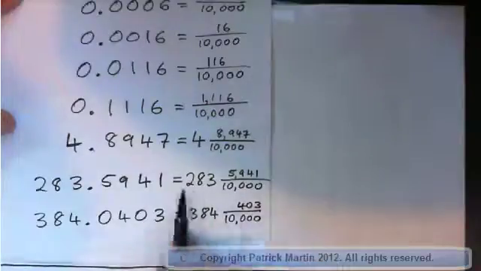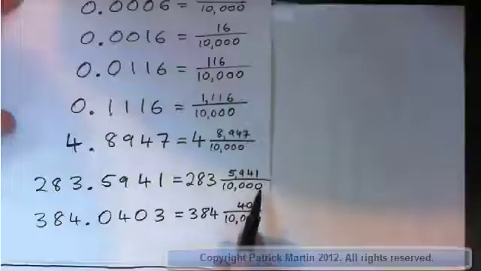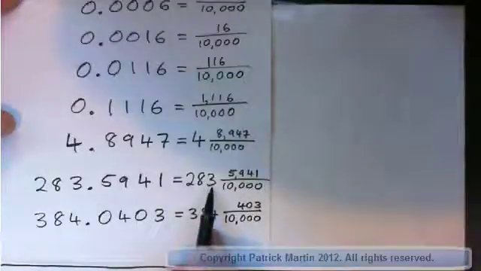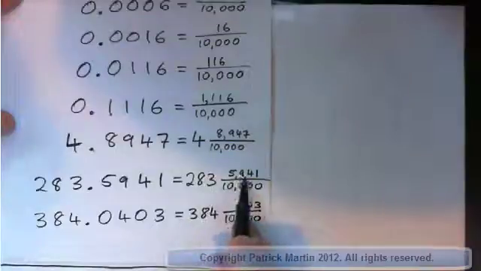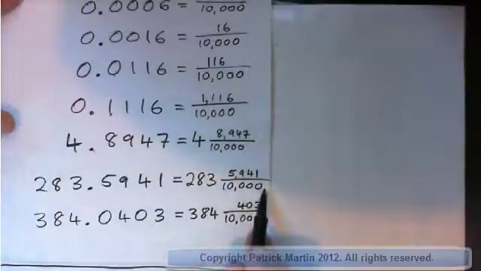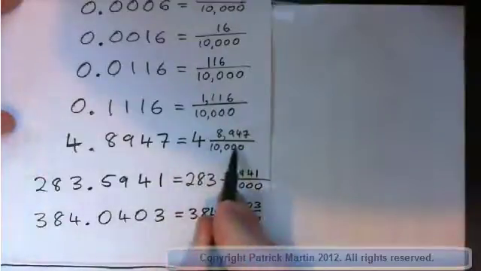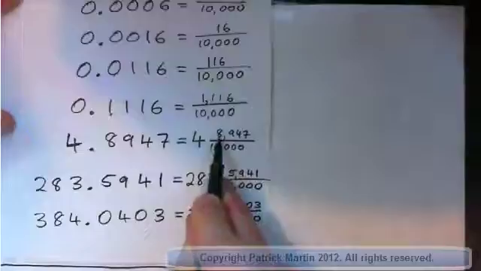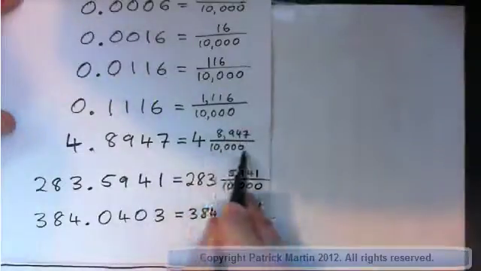Say this one. Read that one and then see if you say the same thing as me. Say it to yourself. Okay, now I'm going to say it. 283 and 5,941 10 thousandths. Okay? Say this one to yourself and then I'll say it. Okay, now I'll say it. It is 4 and 8,947 10 thousandths. Okay? Alright.